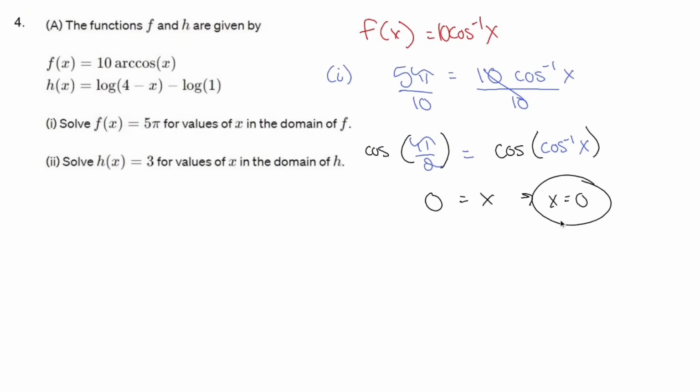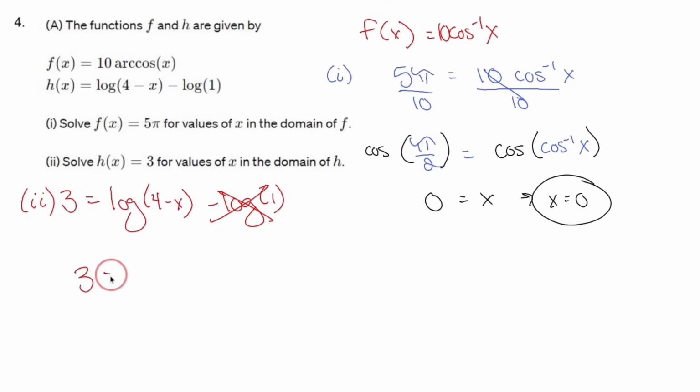Problem I solved. Problem double I, which is what I'm called when I'm not wearing my glasses, says h of x equals 3. So 3 equals log, and you know what? I'm not going to do it. 4 minus x minus log of 1. Fun fact, log of 1 is nothing. Get rid of it. So I have 3 equals log base 10 of 4 minus x.